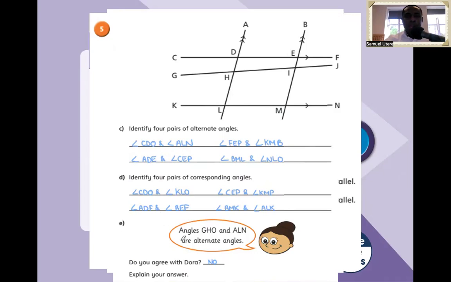Next, you were asked whether angle GHO and ALN are alternate angles. Of course, it's not. So by now, you know how to identify alternate and corresponding angles. So they are not alternate angles. So she's wrong. And that brings us to the end of our lesson.